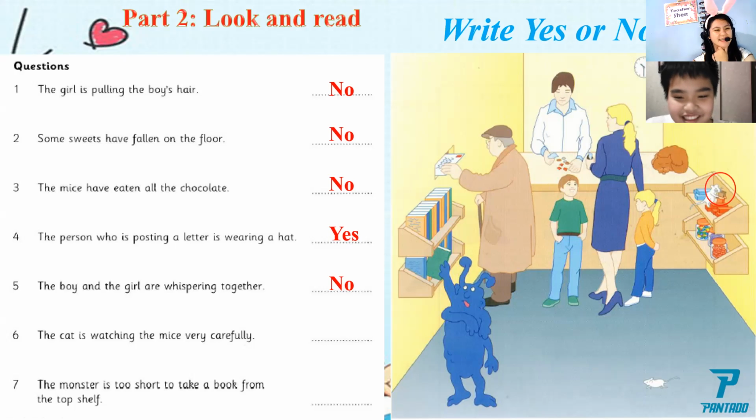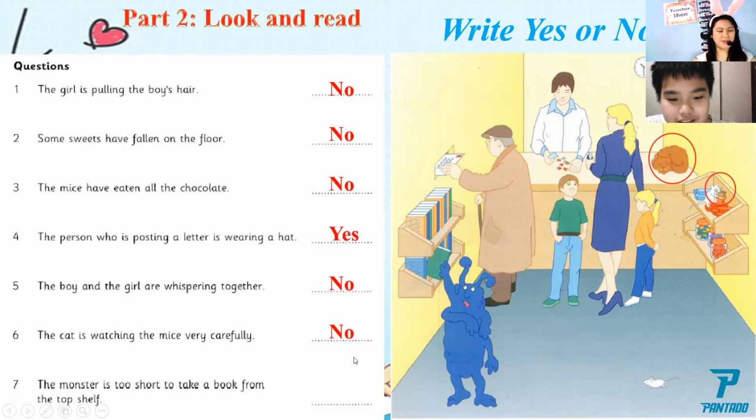Okay, for number six, the cat is watching the mice very carefully. No. This is the cat. Is the cat watching the mice? Yes. No. Yes. No, no. This is the cat. Because the cat is sleeping. Okay. The cat is not watching the mice.